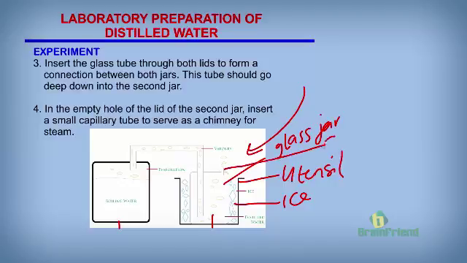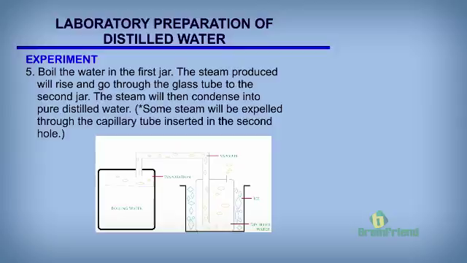This is our capillary tube. This capillary tube actually serves as a chimney for some of the steam to escape. Now, what happens is that the water in this glass jar is made to boil. As it's boiling, the water vapor or steam begins to go out through this opening, and then it goes all the way down to the second glass jar.